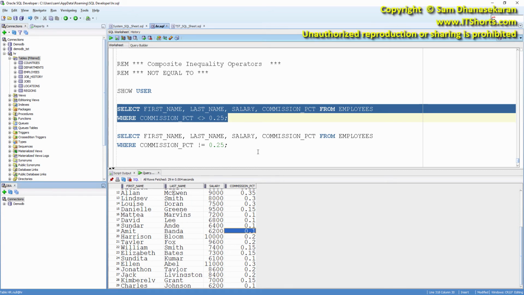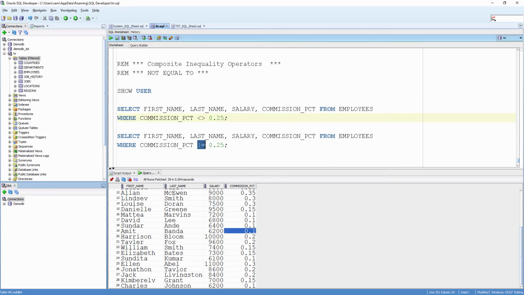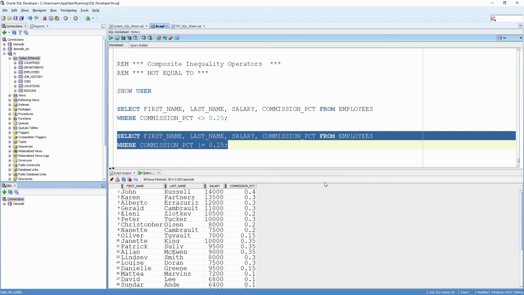The same function can also be achieved by these two signs, exclamation followed by equals to sign, which is equivalent to not equal to. This SQL brings the same set of results where the commission percentage is not equal to 0.25.